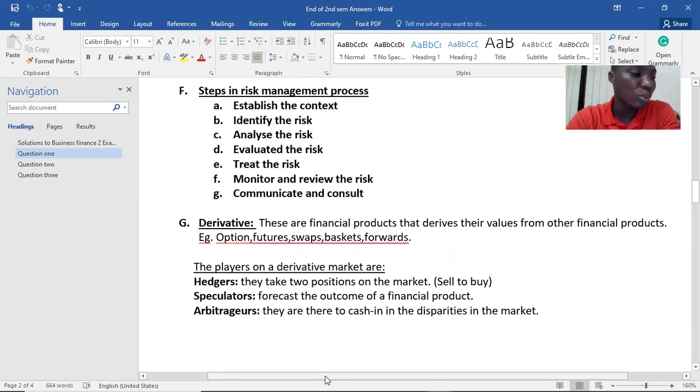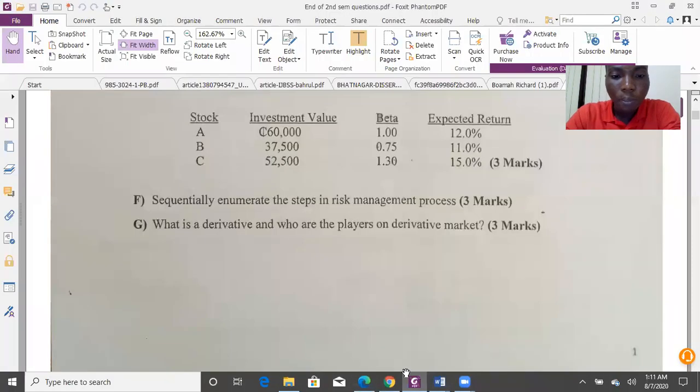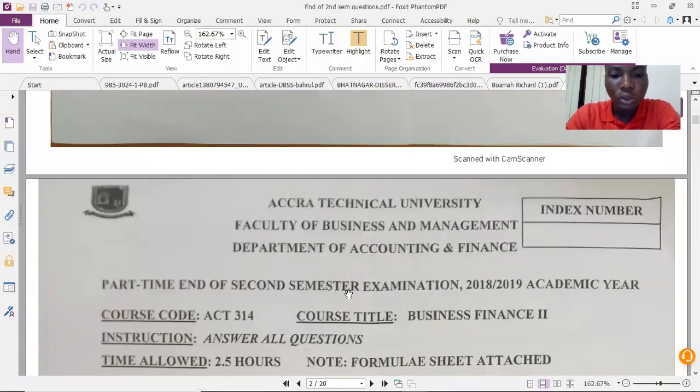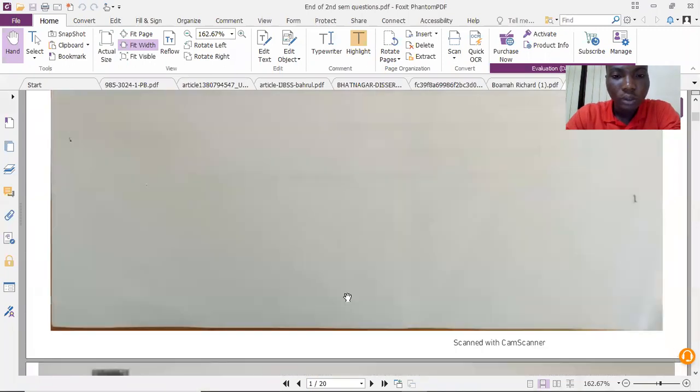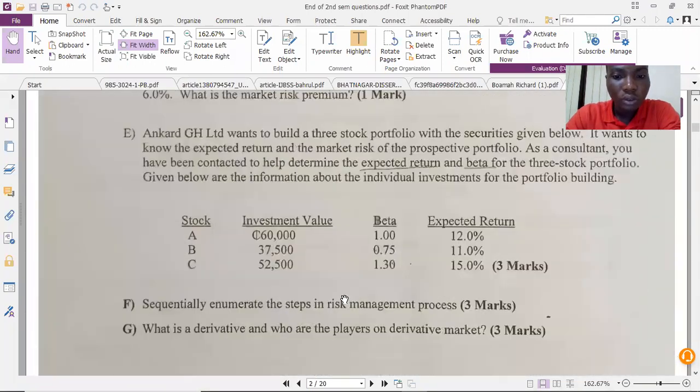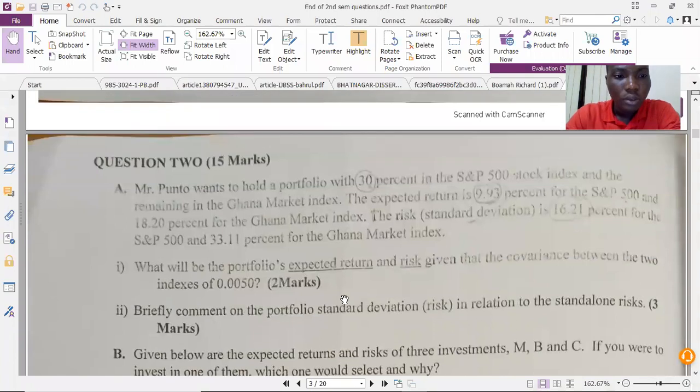Hedgers take two positions. They sell and buy. Speculators forecast the market. And arbitrageurs are like the opportunists. They are there to cash in on the lapses in the market. Then we went on to the next question, Question 2, which is broadly on portfolio.